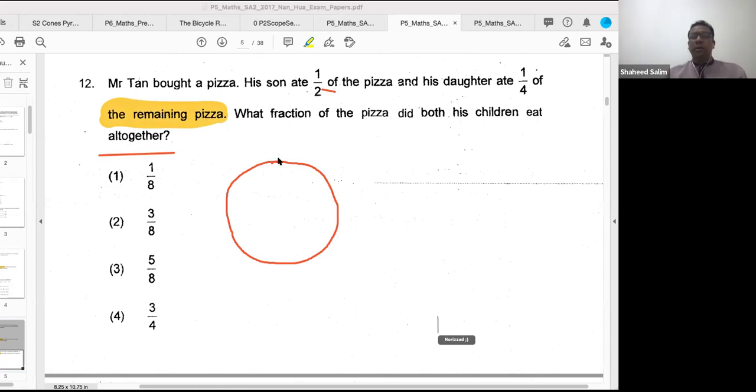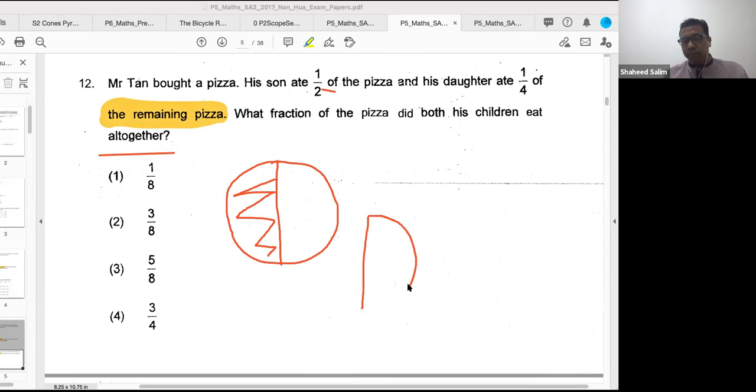Good. The son eats what? The son eats half the pizza. Let's say half. No more one whole. Half is gone. So what is left? What is left is only this one here, this other half. And then the daughter ate 1/4 of this. So 1/4 of this, what? You must divide to 4 parts. Four parts. 1/4 is this one.